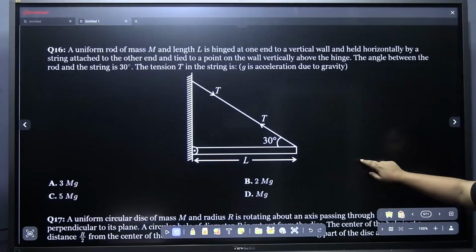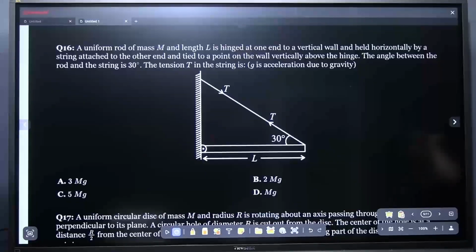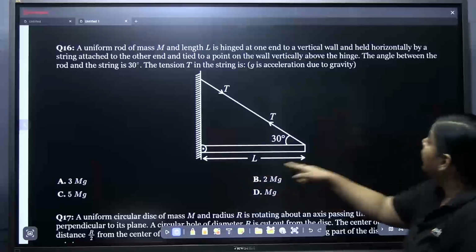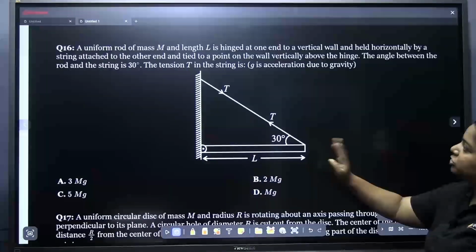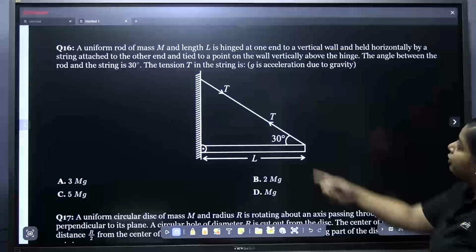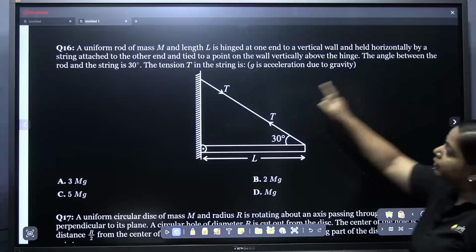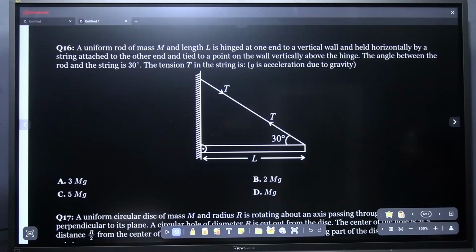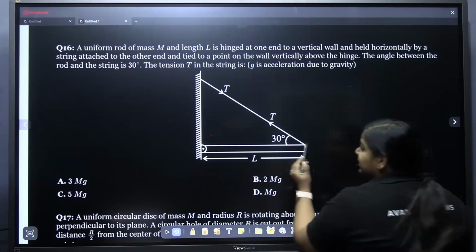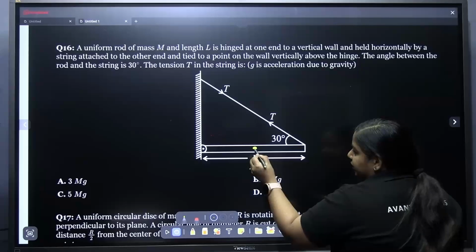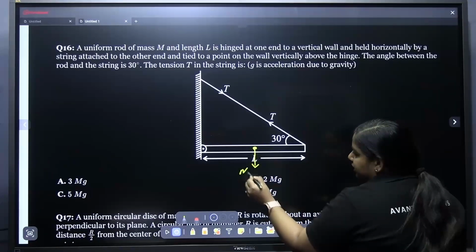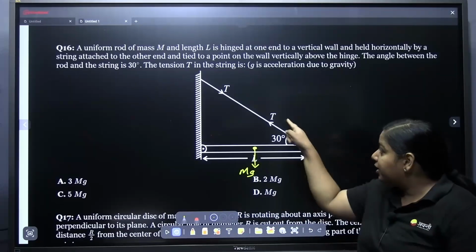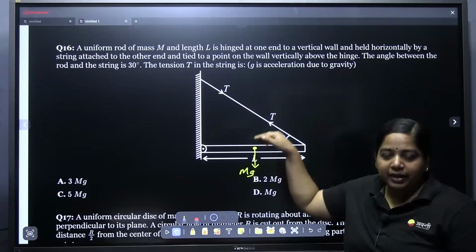Next one. A uniform rod of mass m and length L is hinged at one end to a vertical wall and held horizontally by a string attached to the other end, tied to the wall vertically above the hinge. The angle between rod and the string is 30 degrees. Find the tension in the string. Since this is the rod, at the center of mass mg will be acting downwards. So if we cut the string, what will happen? It should rotate.